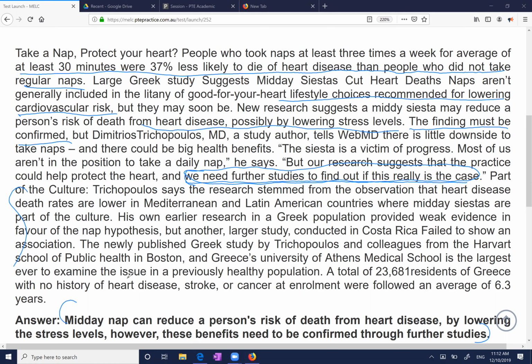Everything else is not needed. So this is how my reading skill is also tested while doing writing task 1. Whether I'm able to filter the information. Yes or no? Does that make sense? How to work on writing task 1? Any questions? Beautiful. Now we will move on to writing task 2.